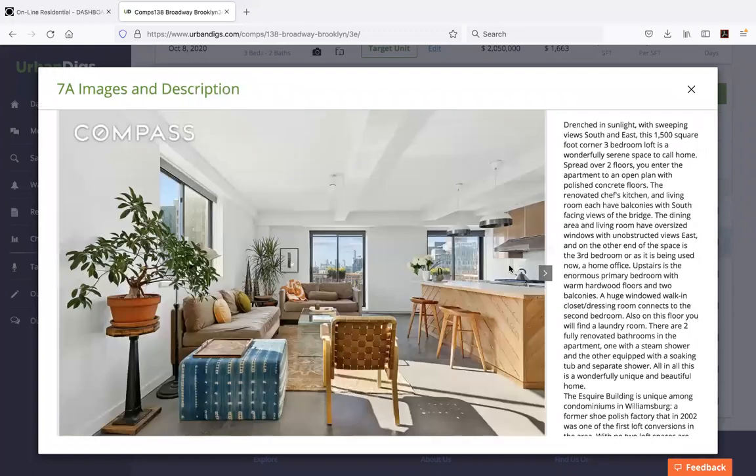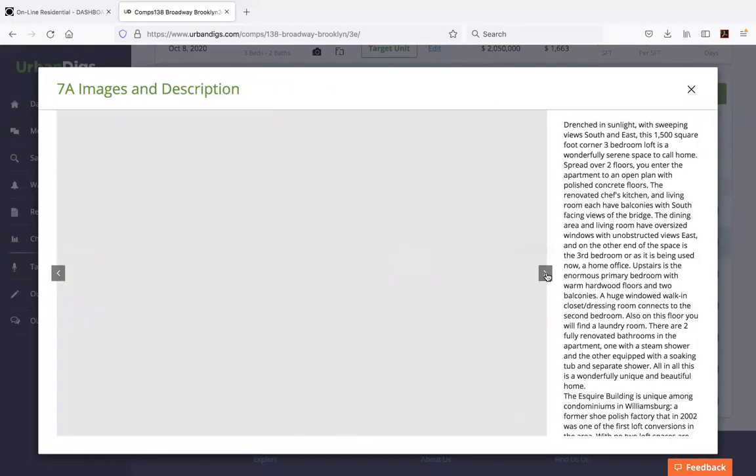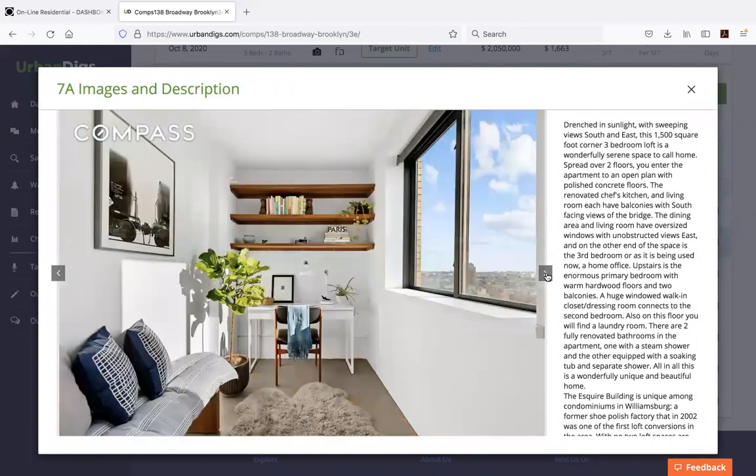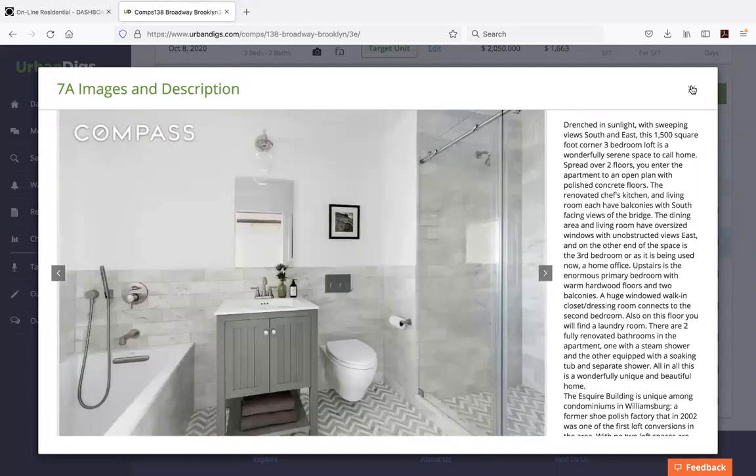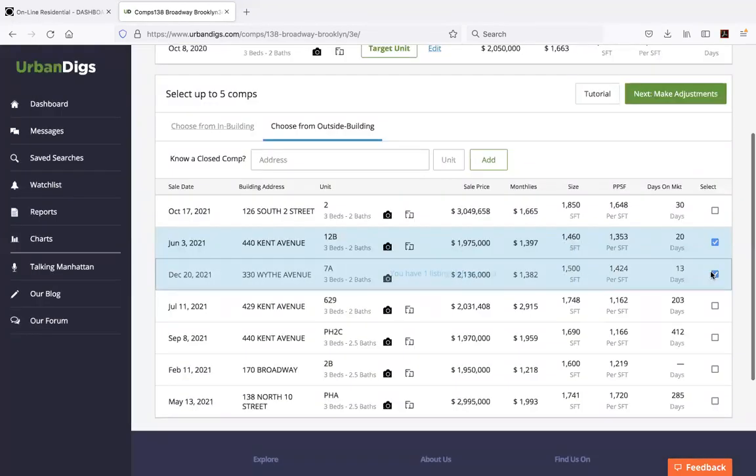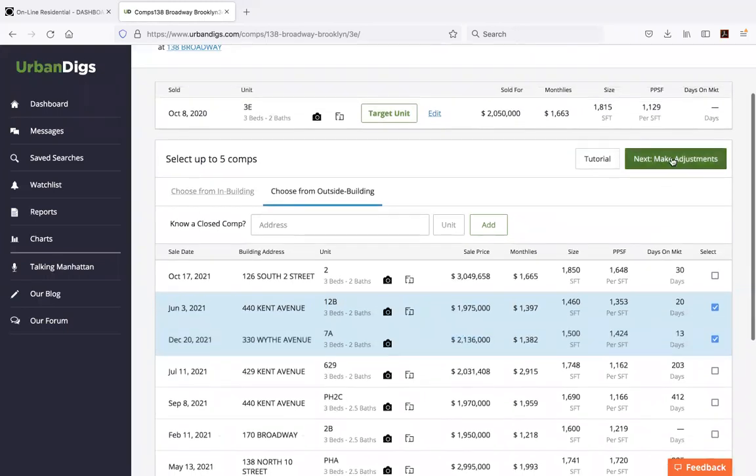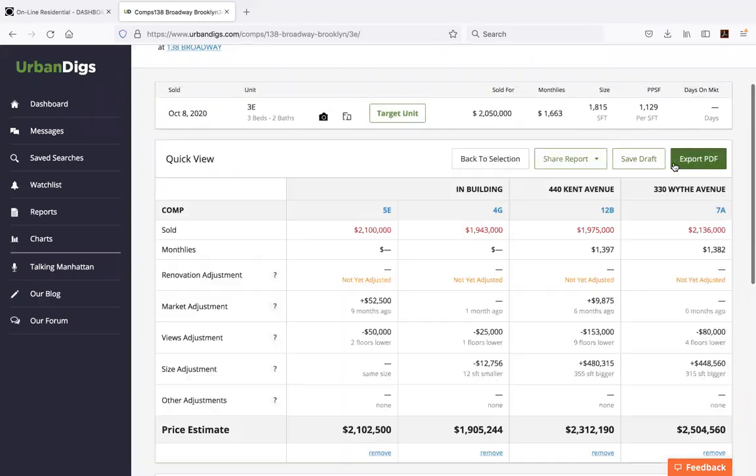Well, we don't have a floor plan, but we've got photos. Maybe a little smaller living room. It's a duplex. It's got 3 bedrooms. Okay, so let's take this one as one as well. Right? And then we're going to hit next, make adjustments.